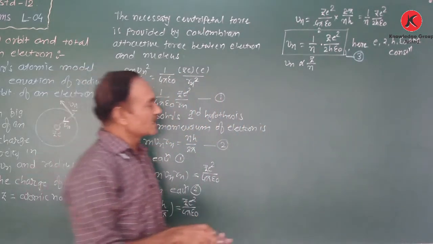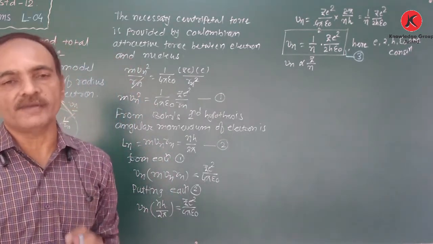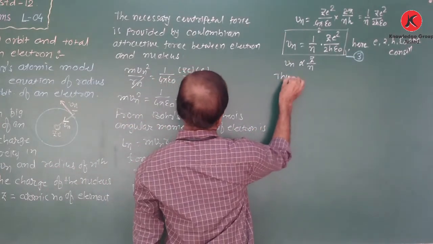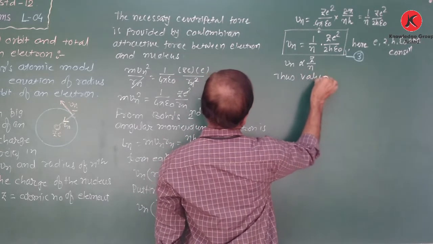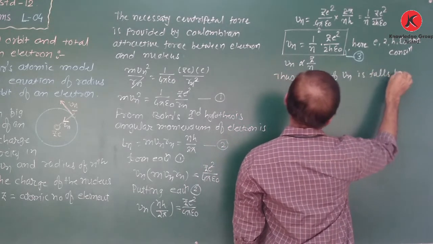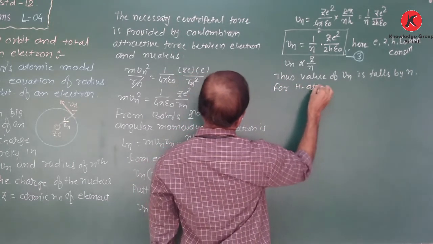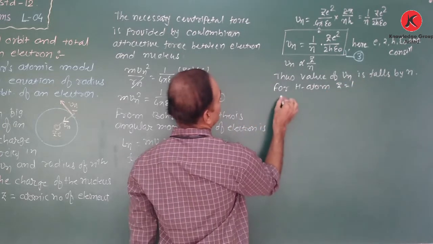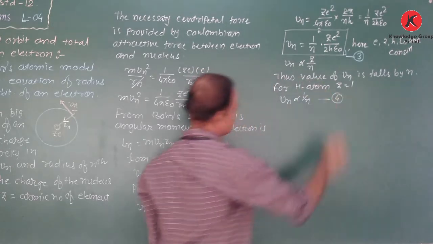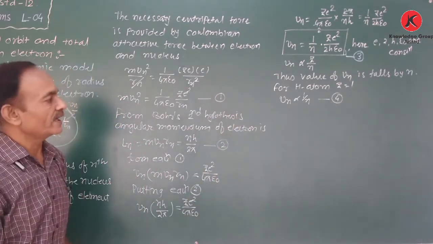So now Vn is proportional to Z upon n, which represents that the velocity of an electron in nth orbit is inversely proportional to n. For hydrogen, you know, Z is equal to 1, therefore Vn is proportional to 1 upon n. Thus we obtain the equation of orbital velocity of an electron in nth orbit.